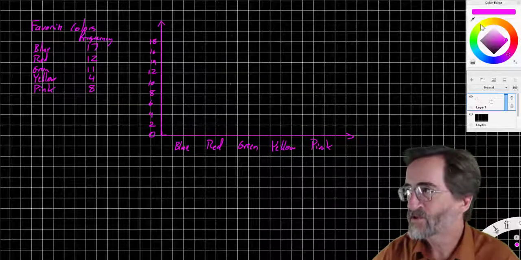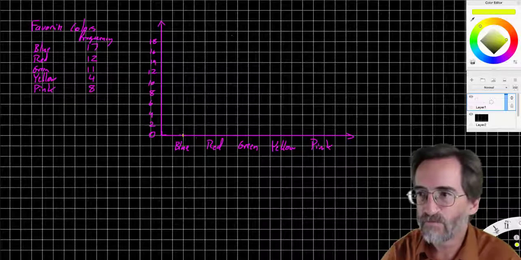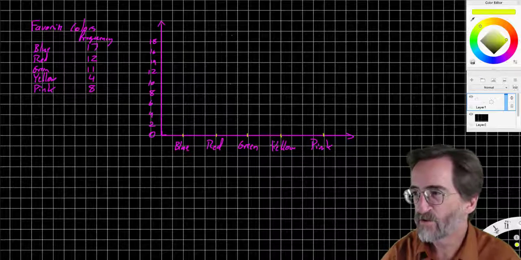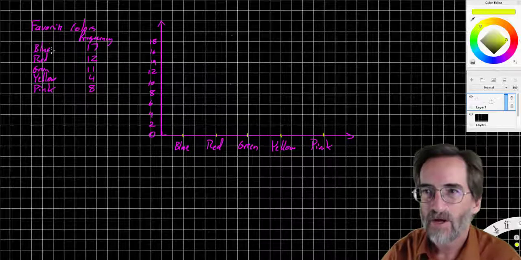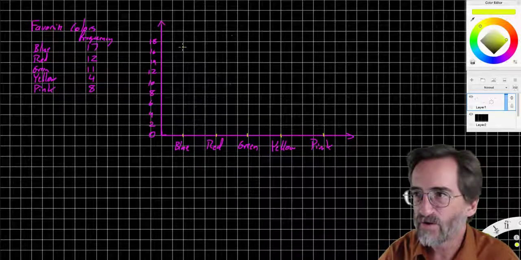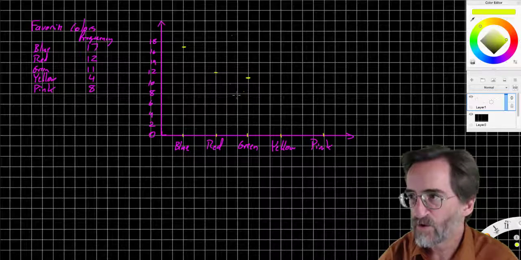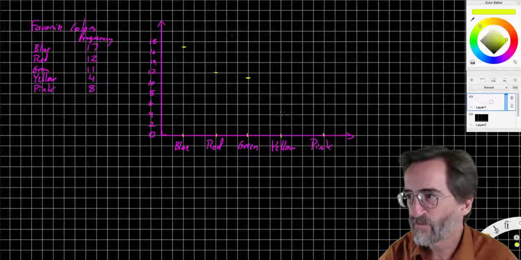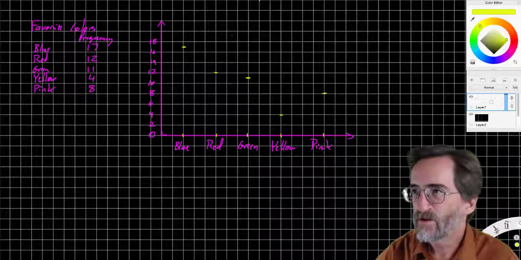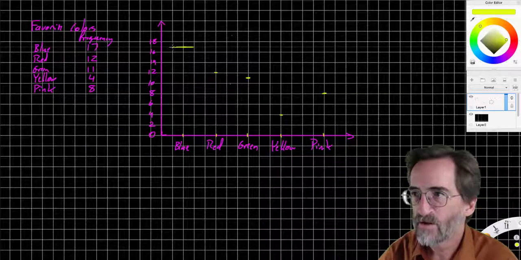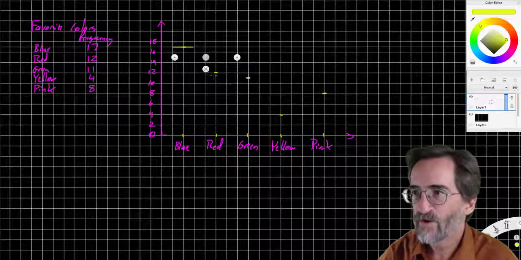And then the next task is to make our bars. I'm just going to mark the center of each of these. Now notice they're not evenly spaced, but that's not terribly important. Blue is 17, so that's halfway here. Red is 12. Green is 11, halfway between 10 and 12. Yellow is 4, and pink is 8. Then we make our bars. I'm going to make each bar 2 spaces wide.